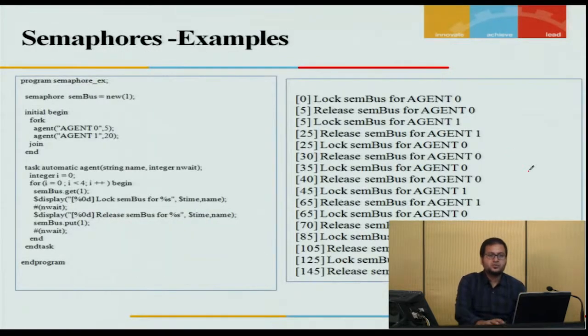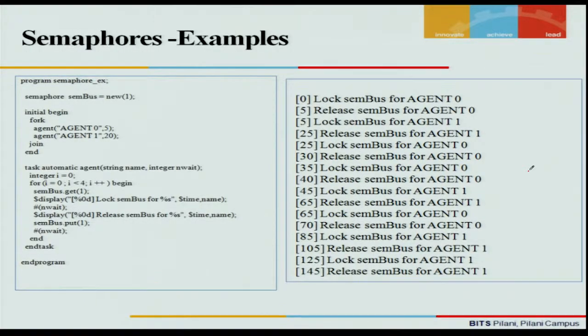Okay, so this is a program which explains the semaphore example in much more detail. What happens is that in the global scope, a semaphore sem_bus is created with a key of 1. In the initial begin, there are two agents, agent 0 with 5 and agent 1 with 20.